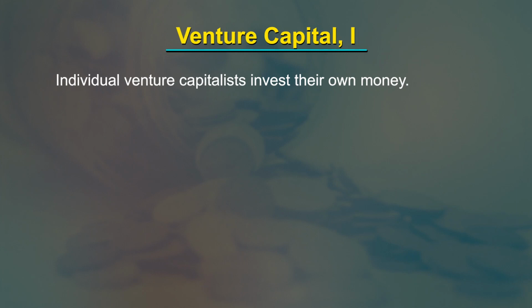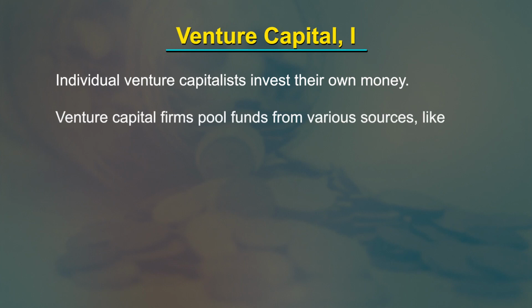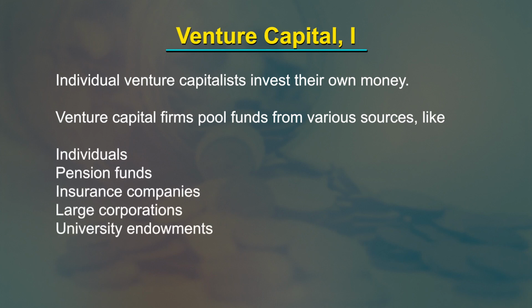Generally, we find that an individual venture capitalist usually invests their own money. And sometimes these venture capital firms pull their funds from various sources like individuals, pension funds, insurance companies, large corporations, university endowments, etc. And these venture capitalists know that out of these new companies, many of them might fail in future. But they also know that if any one of these companies does succeed, then it can provide them with enormous profit. So you can very well understand here, students, that the risk factor is enormous in this case.